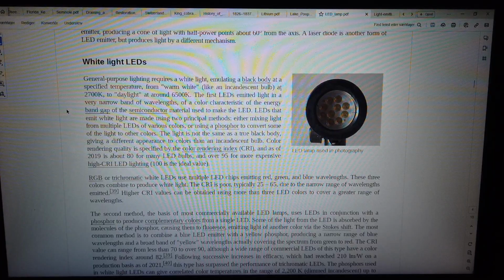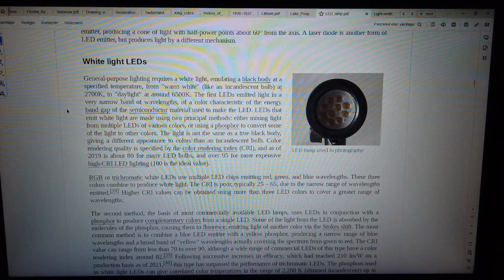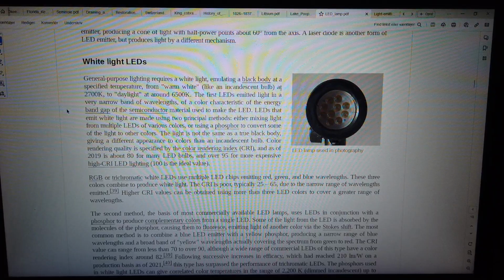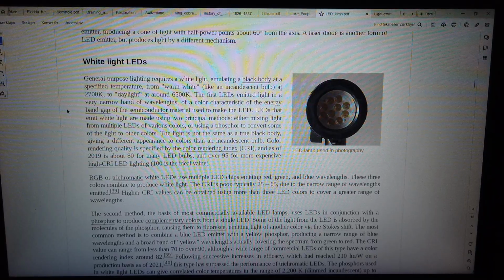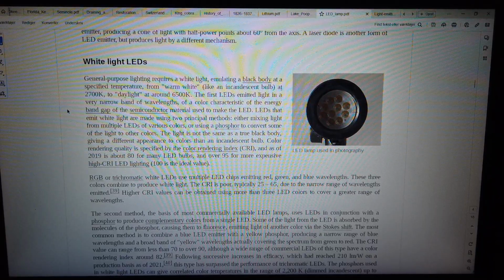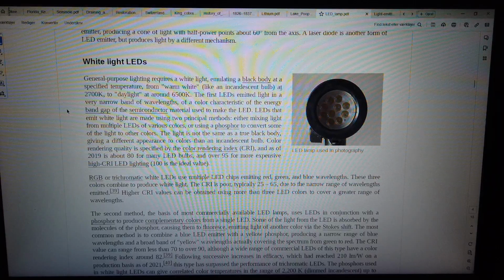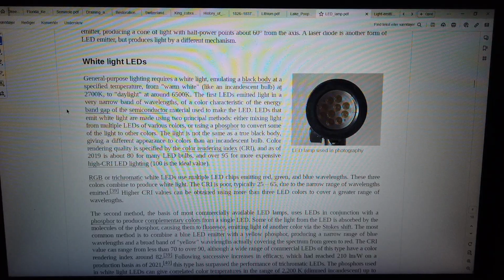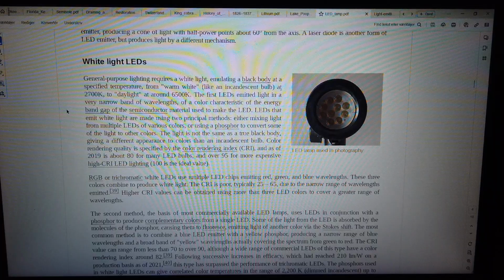LEDs that emit white light are made using two principal methods, either mixing light from multiple LEDs of various colors, or using a phosphor to convert some of the light to other colors. The light is not the same as a true black body, giving a different appearance to colors than an incandescent bulb. Color rendering quality is specified by the Color Rendering Index, CRI, and as of 2019 is about 80 for many LED bulbs, and over 95 for more expensive LED lighting. 100 is the ideal value.